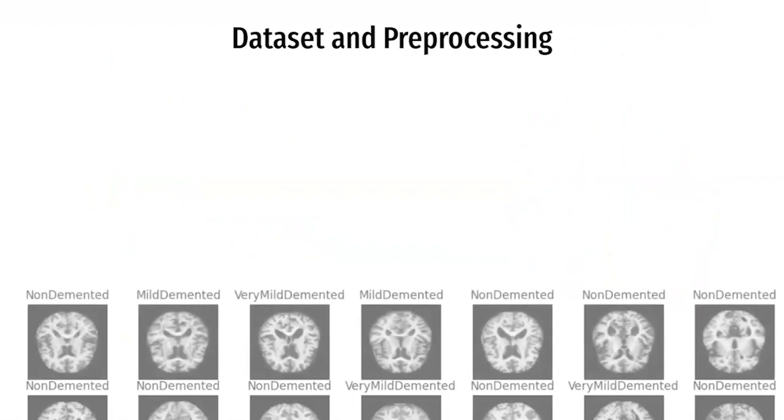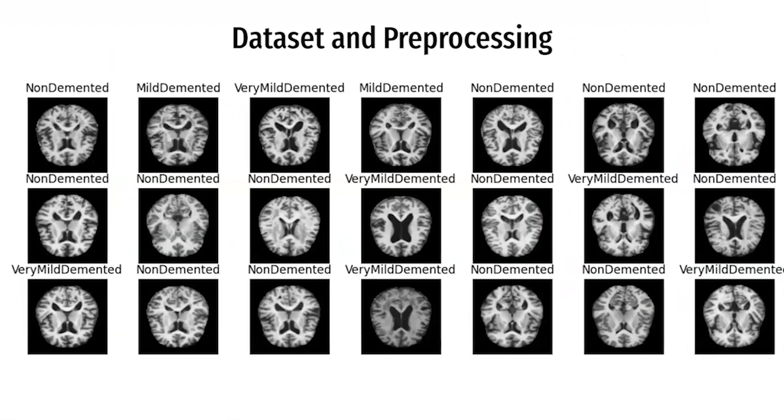For dataset and pre-processing, these are random images of our dataset. We used MRI datasets and the classes were four: non-demented, mild demented, very mild demented, and demented. For pre-processing techniques, we used one-hot encoders and an image data generator for rotating and so on.